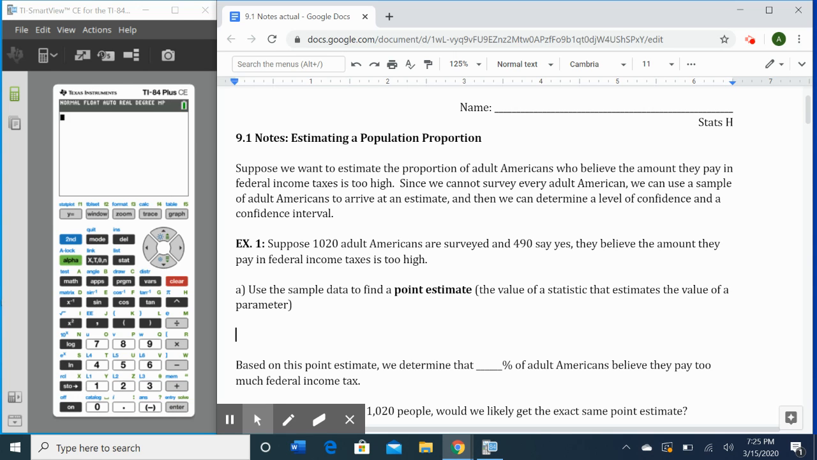This video is part 1 of the 9.1 notes. So we are going to get through example 1 and the practice problem, and then you'll be able to start the 9.1 packet. That's an assignment on Google Classroom.